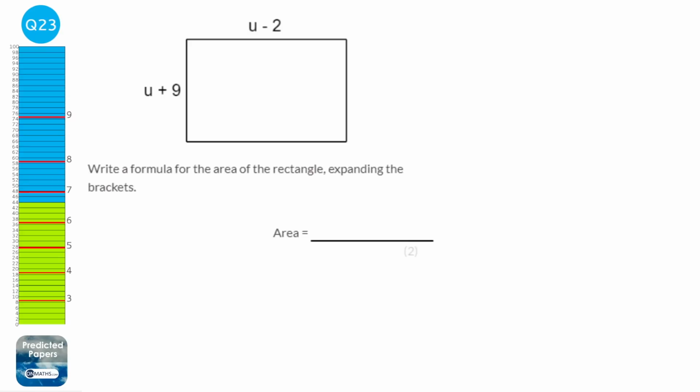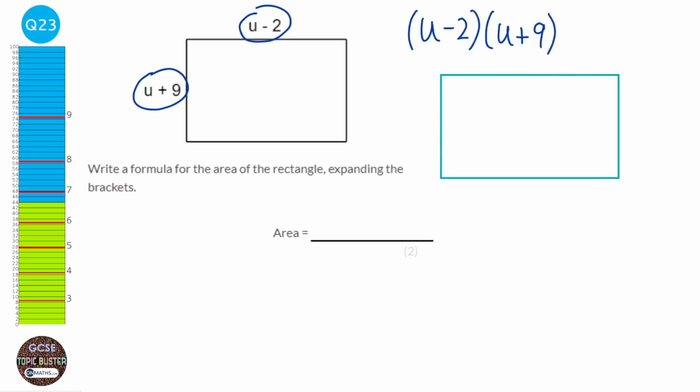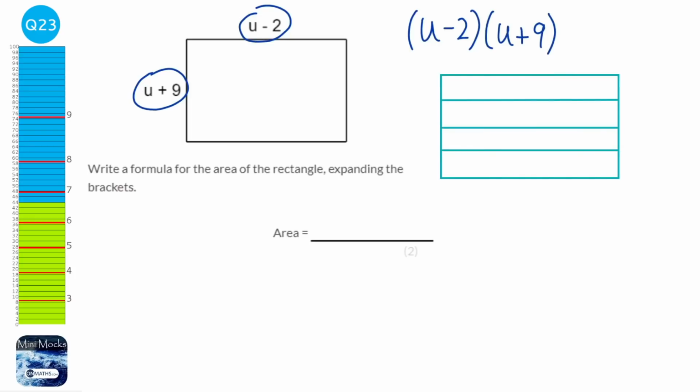So to find the area of a rectangle, we just multiply the width and the length. So that's what we're going to do here. But whenever you have an expression representing a length or a width or anything really, you just put brackets around it. So we go u minus 2 times u plus 9. Okay, and the way we do this is with our grid. I'm just going to draw out the grid.